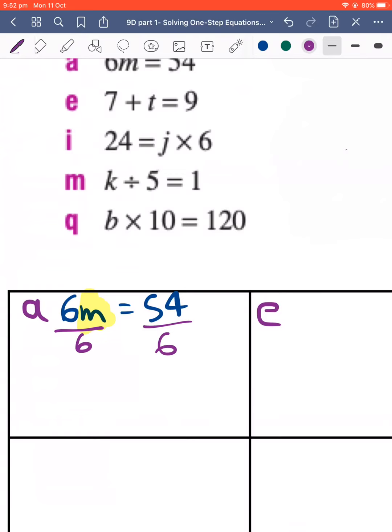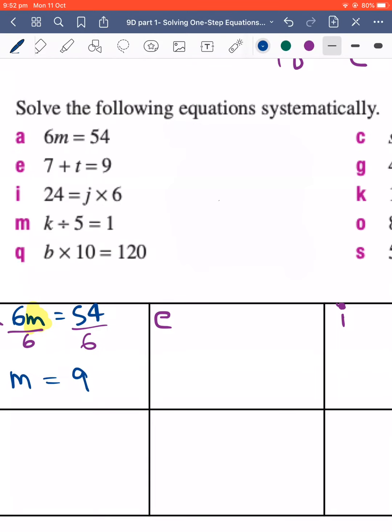When I put 54 divided by 6 into the calculator, it gives me a lovely number, hopefully. So 54 divided by 6 gives me 9 as my answer. Let's just do that in the right colour. And 6m divided by 6 just gives me m. So that is my answer for that one.